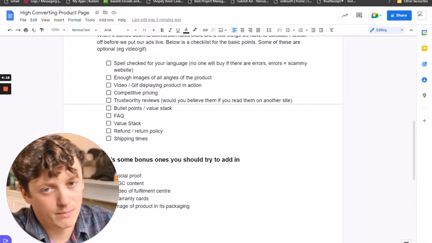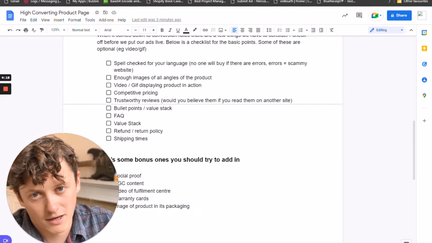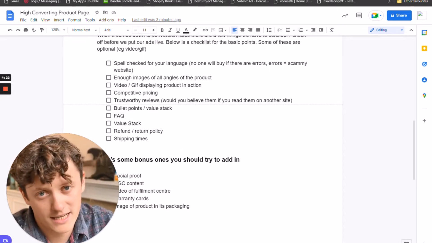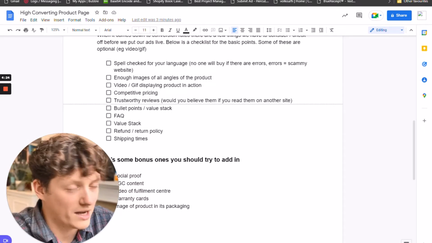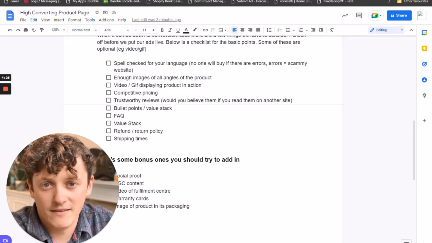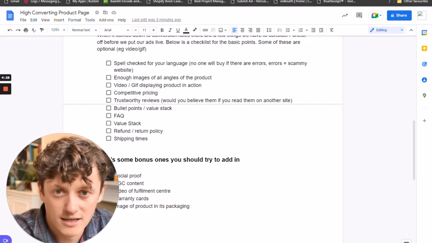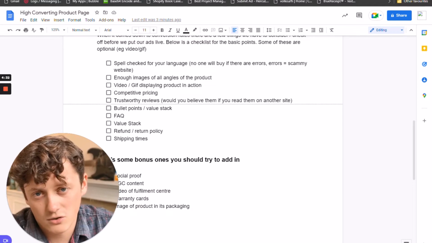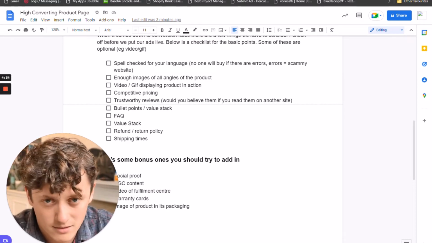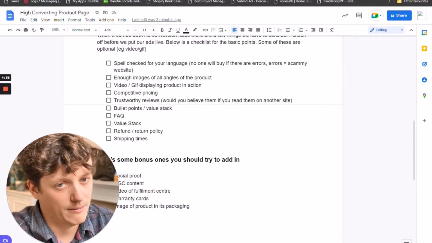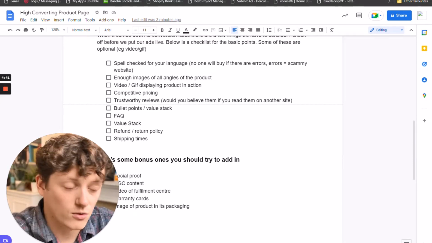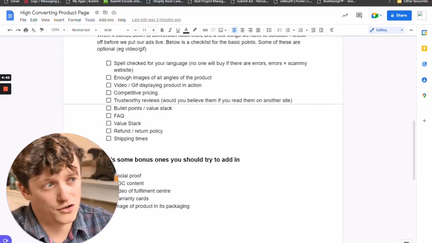The first one is spell check for your language. If you're running with English as your language, please spell check it. You'll be very surprised how many dropshippers just whack up a quick store and chuck some ads at it and then wonder why it's not working. And then when you audit it, it's full of spelling and grammatical errors. No one is going to trust your website. If people don't trust your website, they're not going to purchase from your website. And they're not going to trust your website if it looks like it's been written by a 4-year-old. So go ahead and spell check and make sure the grammar's correct.